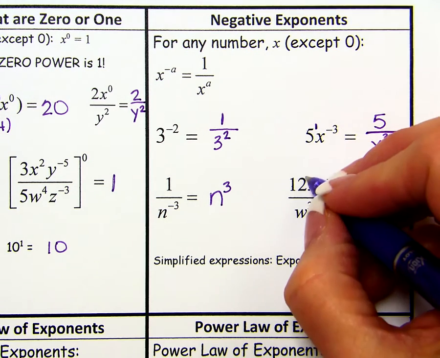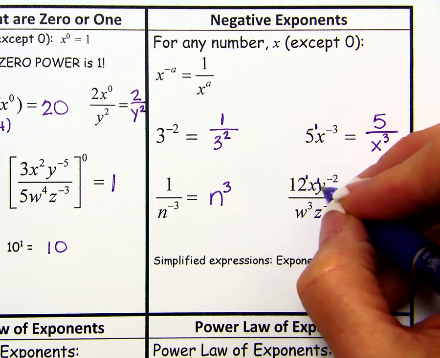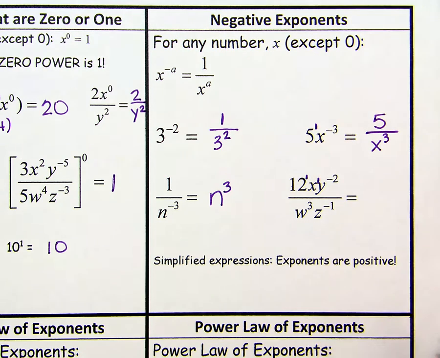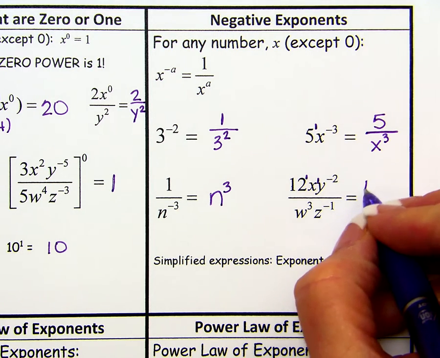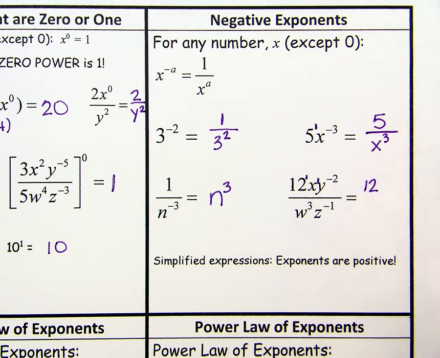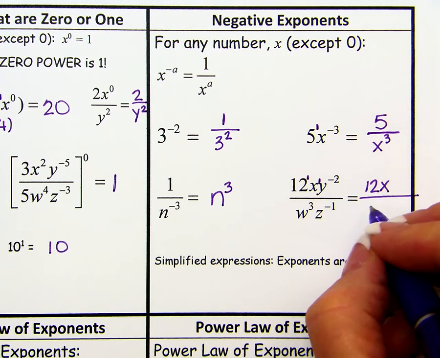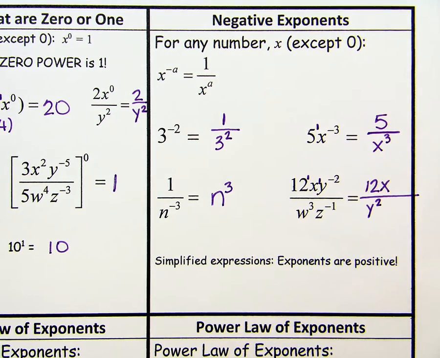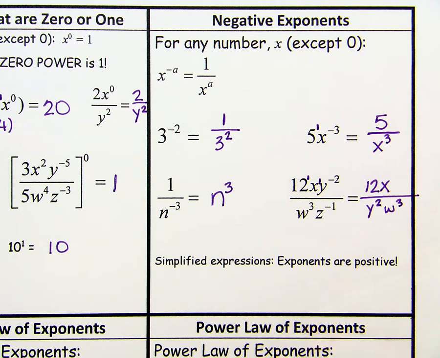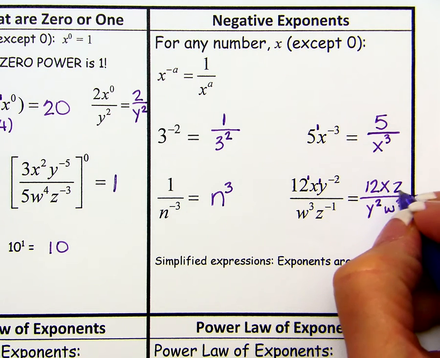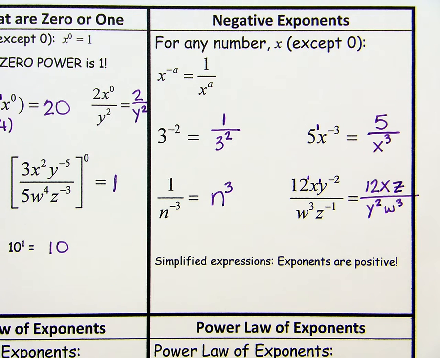For this example here, we have 12 to the first power times x to the first power times y to the negative 2 all over w to the third power z to the negative 1. 12 to the first power is just 12, and because 1 is positive, it stays in the numerator. X to the first power, that 1 is positive, it stays in the numerator. But this negative 2 says take the y squared and put him in the denominator. Now we've taken care of the numerator, we look at the denominator. W to the third power, since the 3 is positive, the w to the third power stays in the denominator. Z to the negative 1 says I'm in the wrong place. Put me up into the numerator with a positive 1 as my exponent.